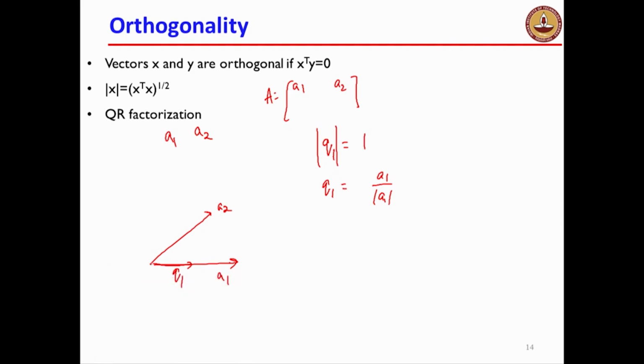Now, I have A1 over here. In this case, Q1 is a unit vector of length 1. Now, I want to get another vector Q2 which is perpendicular to Q1, from these two vectors only, A1 and A2. So, how do I do that?